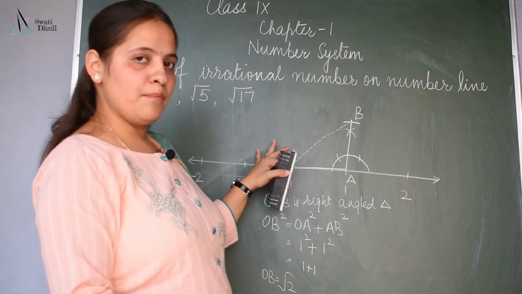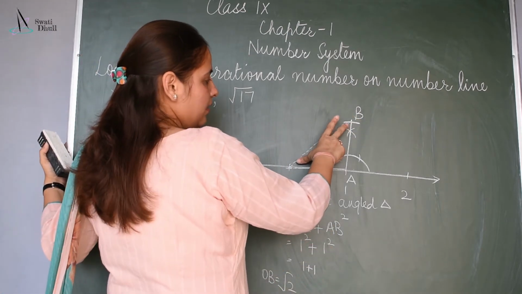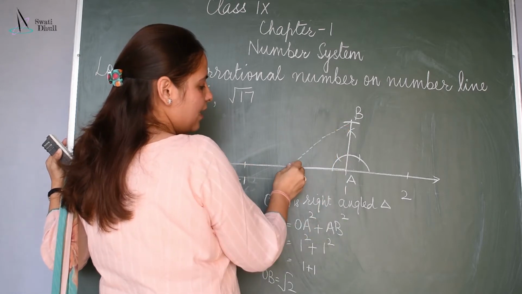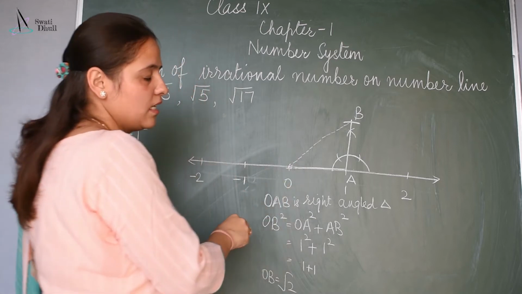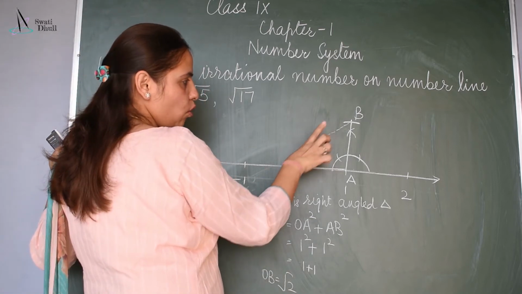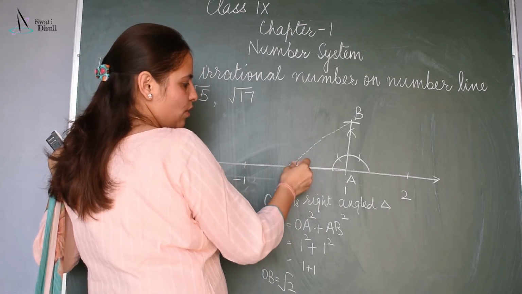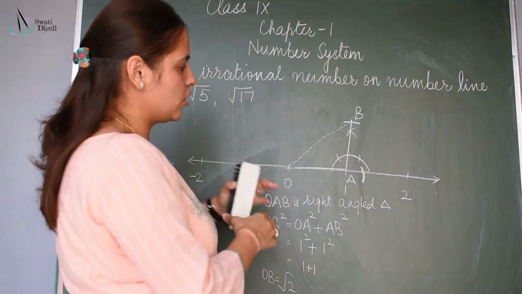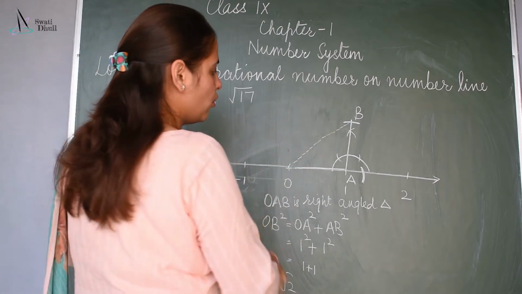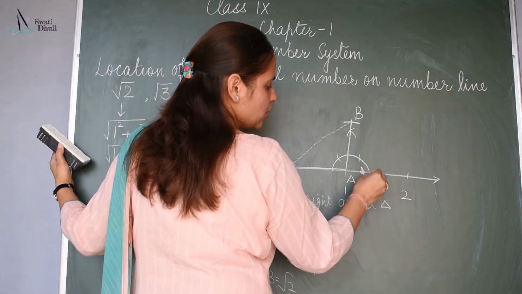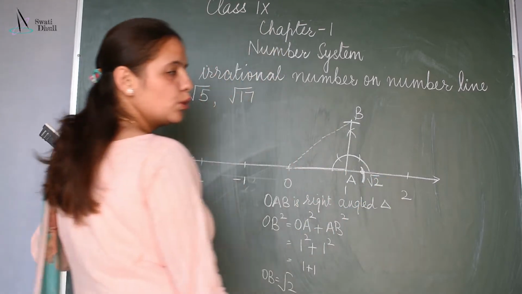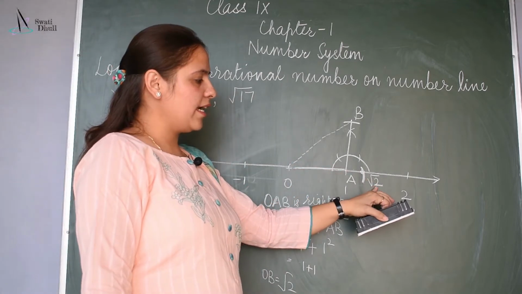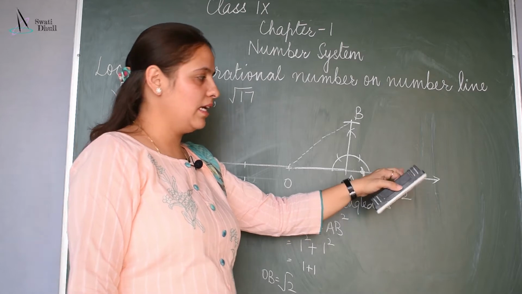Now open the compass and measure this OB with the help of the compass, and from this point, taking this OB as a radius, you have to draw an arc on the number line which is equal to OB. So this point is your root 2. So this is how we represent root 2 on a number line.